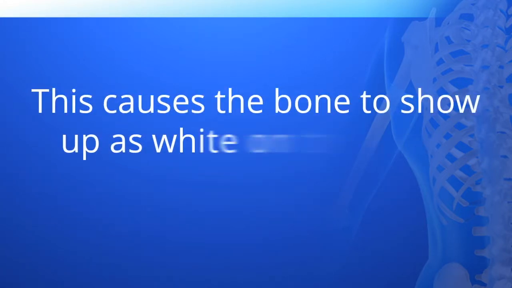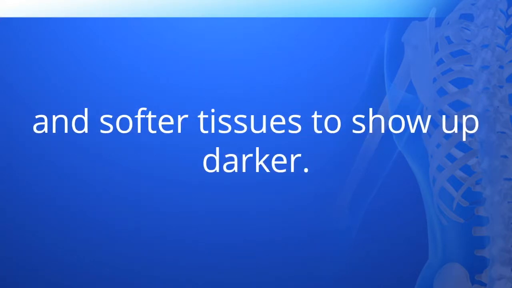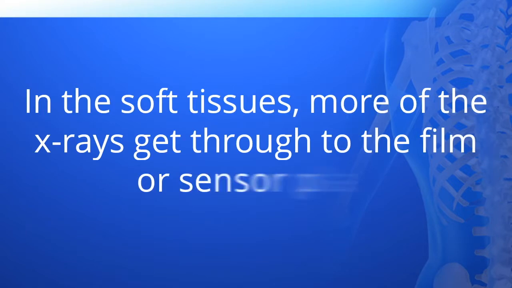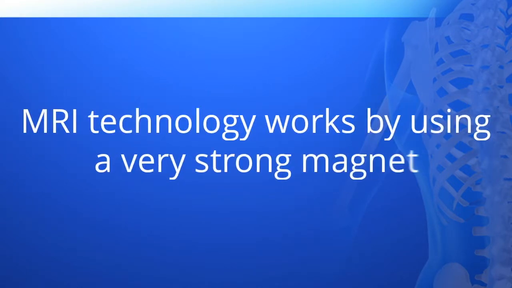This causes the bone to show up as white on the film or image, and softer tissues to show up darker. In the soft tissue, more of the X-rays get through to the film or sensor plate.